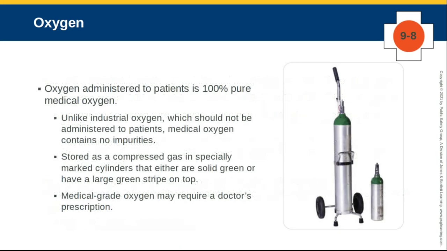So the oxygen we administer to patients is 100% pure medical oxygen. So unlike our atmosphere, which is 21%, we've got 5 times the oxygen partial pressure available to help perfusion to the tissues. Now, medical oxygen is actually labeled USP. It's pharmaceutical grade. It's stored as a compressed gas, and for recognition, cylinders are either solid green or have a green stripe on the top near the valve.